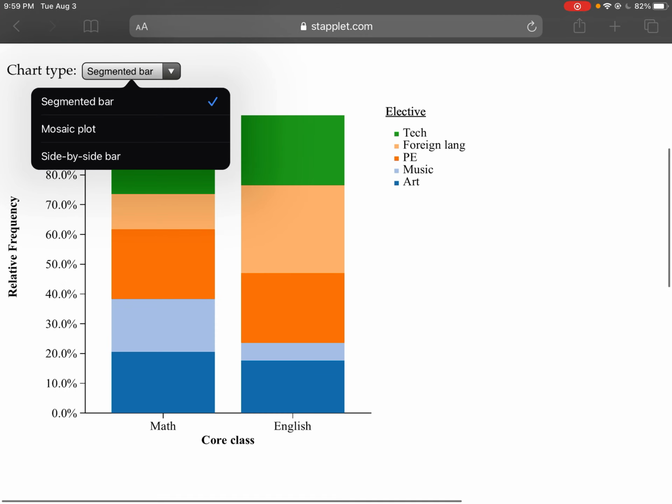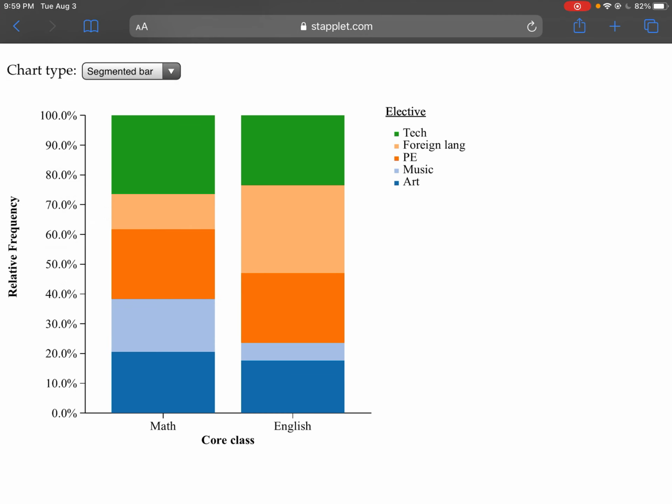So for instance, knowing if somebody likes math affects whether they would like music, right? I know that math people are more inclined to like music, right? Or knowing that somebody likes English has an effect on if they would like foreign language. We can see here that English folks tend to like foreign language more than math folks.